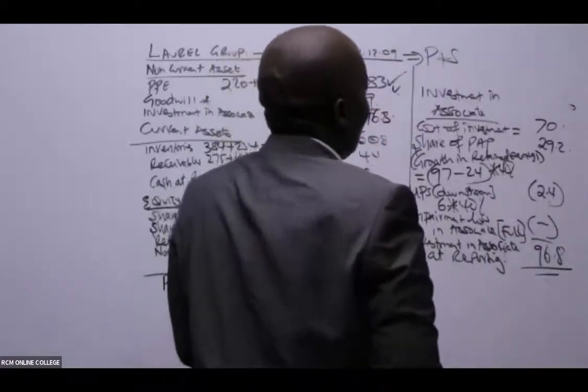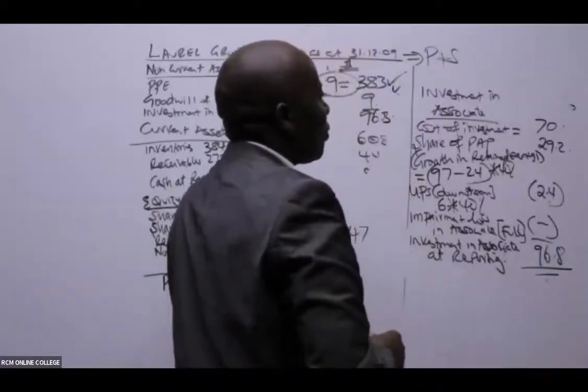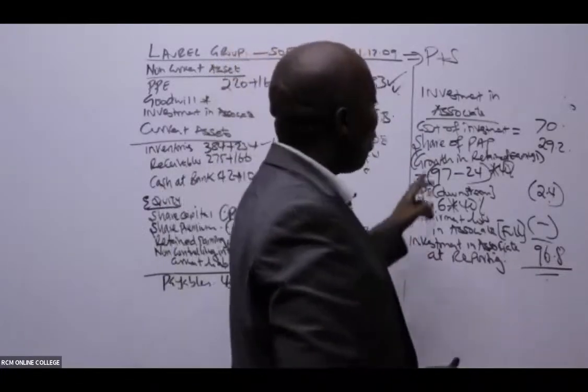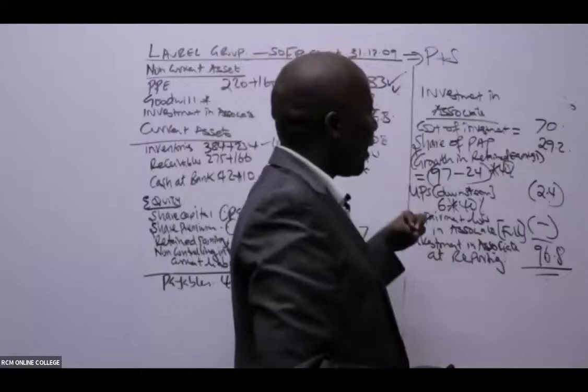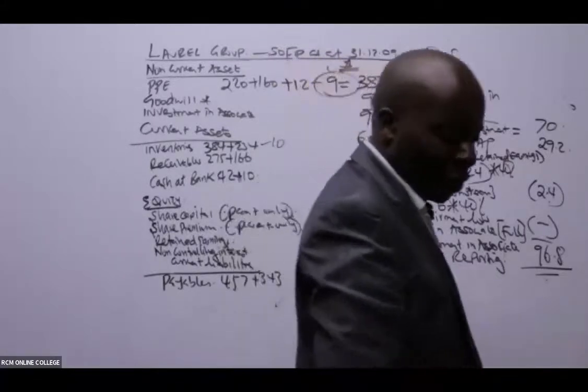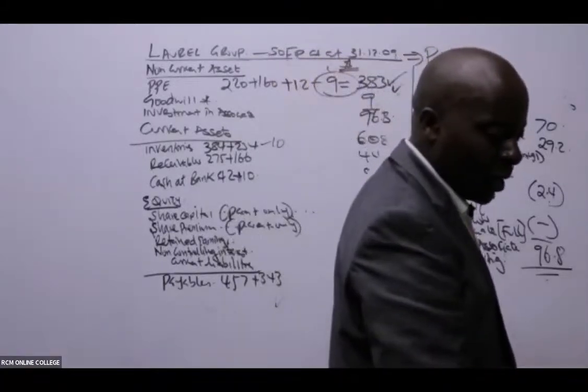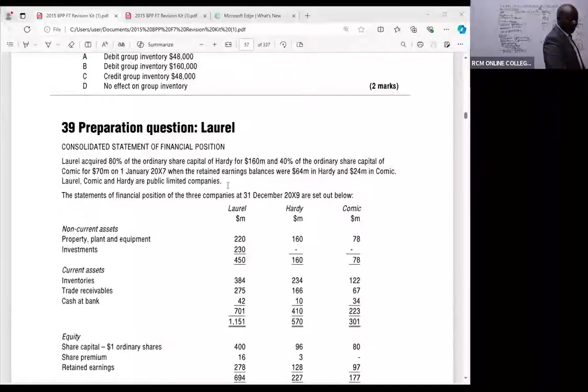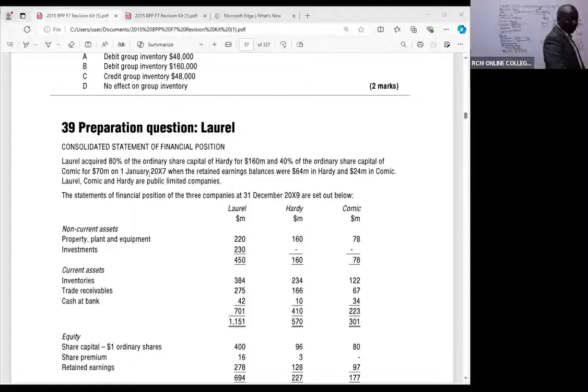Remember, investment in associate, according to IAS 28, you start with the cost of investment. How much did it cost us to acquire this associate? We are told here that we bought the subsidiary Hardy for 160 and bought 40% of the ordinary share capital of Comic for 70 million. The cost of the investment here is 70 million.